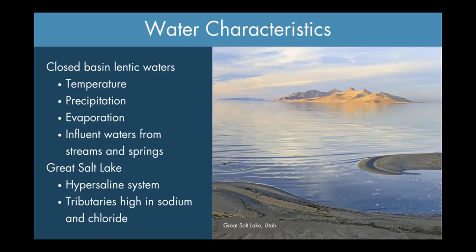The Great Salt Lake, which is a major lake in the Great Basin region, is a hypersaline system. Tributaries that lead into the lake are high in sodium and chloride. The concentration of sodium chloride in the lake itself is so high, other constituents within the lake cannot reach high concentrations. Evaporation during dry periods can even make the salt precipitate.